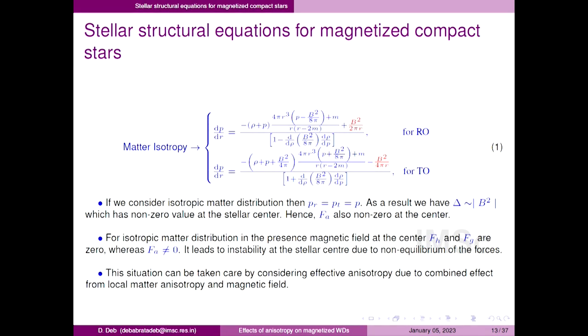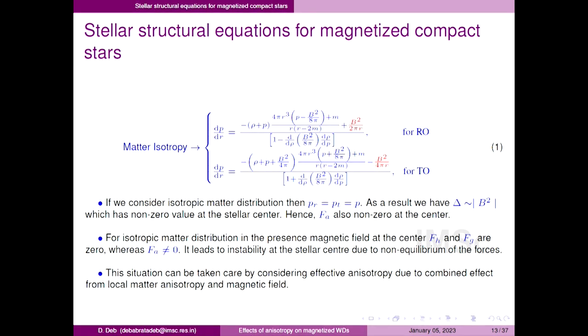Now if you consider an isotropic system, the stellar structure equation looks like equation 1, where the left-hand side term is the hydrodynamic force, the first right-hand side term is the gravitational force, and the red term is the anisotropy due to the magnetic field. At the center, you can see that the anisotropy is proportional to the magnetic field, but at the center the gravitational force and the hydrodynamic force are 0. But the anisotropy force is not 0, as a result it immediately disturbs the stability of the system.